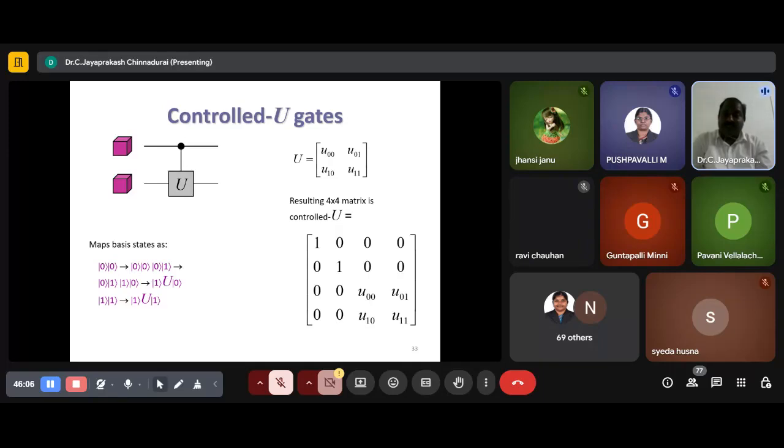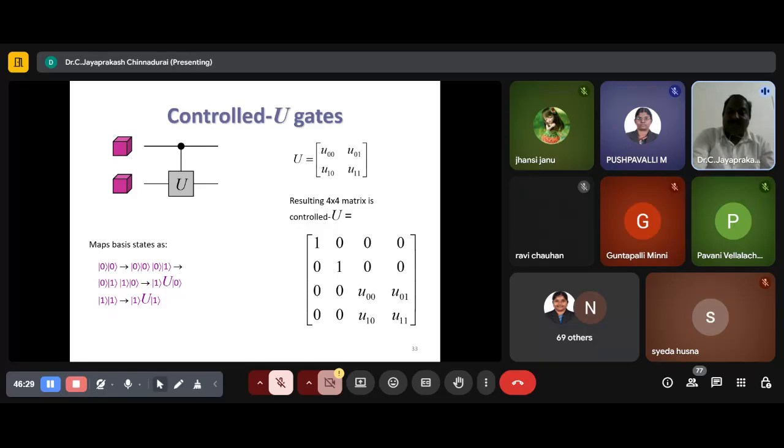So the controlled U gate output is 1 0 0 0, 0 1 0 0, and 0 0 U 0, 0 0 U 1... You can find the difference between these two outputs. The first row and second row are unaffected, so you only get 1 0 0 0. So that is the condition the controlled U gates can use.